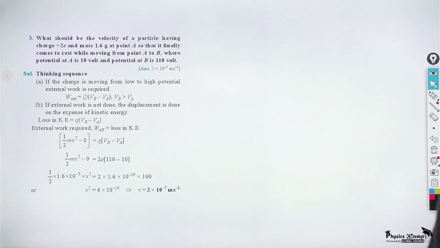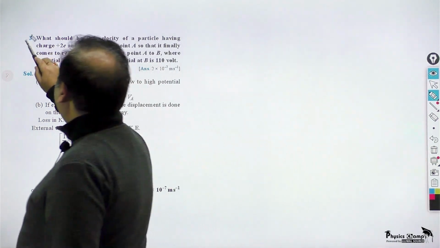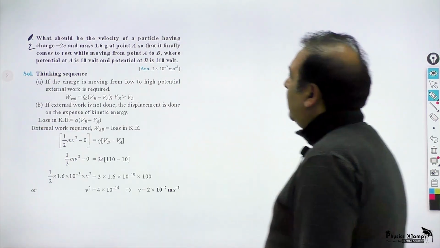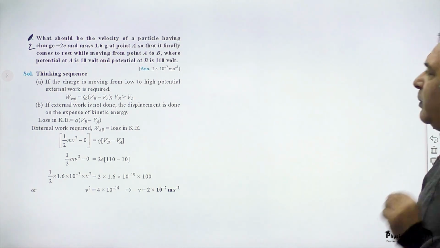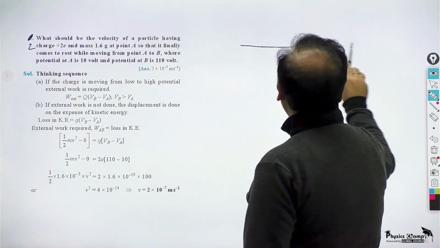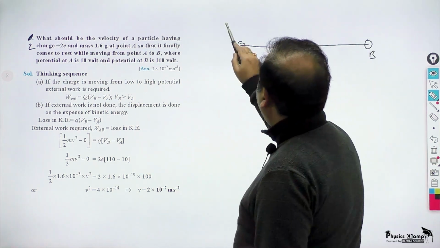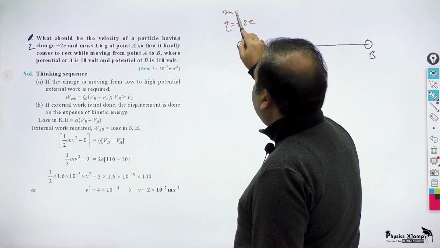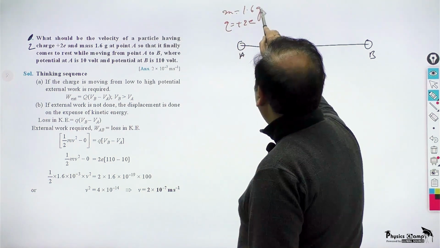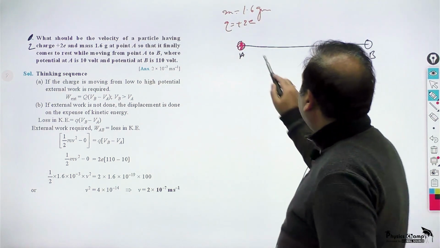Now let's take question number 2 here. In fact, I have changed the sequence for better understanding. What should be the velocity of a particle having charge plus 2e? So you have a particle, there is a point A, there is a point B. The particle has a charge of plus 2e and a mass of 1.6 gram, and it is kept at A. It was having a velocity u.